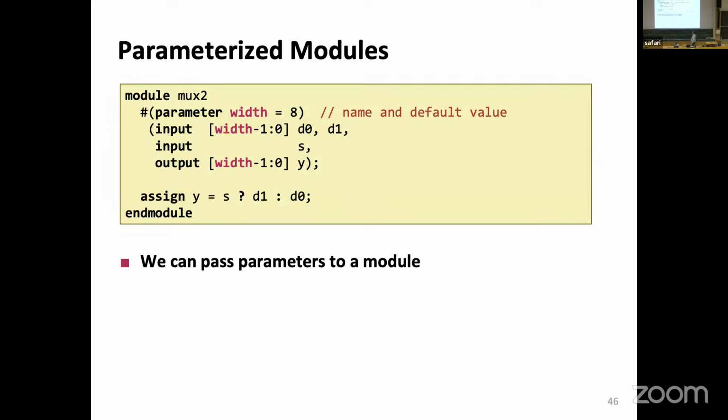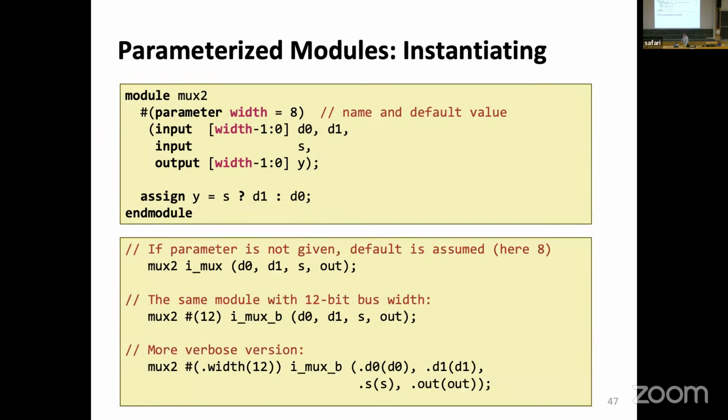Now, we didn't talk so much about it, but we can also pass parameters to a module. At the very top, with a hash and parameter, you can define as many as you want. In this case, we defined one, named it width, and then my inputs were parameterized with the width. So I can have a multiplexer that can be defined to be 2-bit, 4-bit, 17-bit, 745-bit, whatever we want. This can sometimes be very useful.